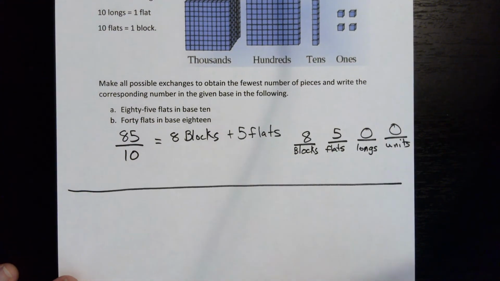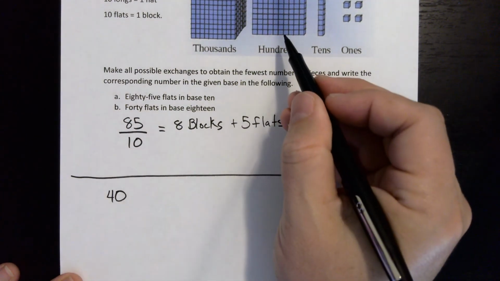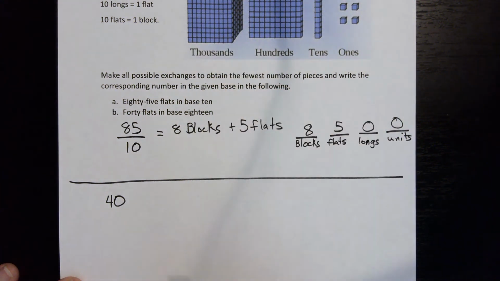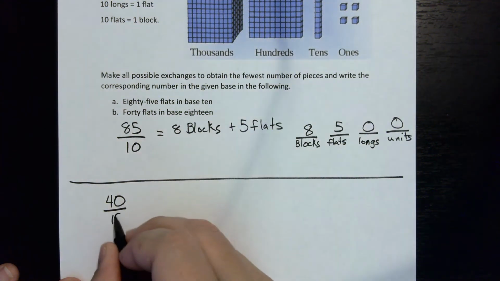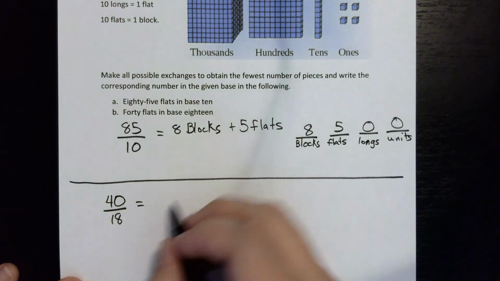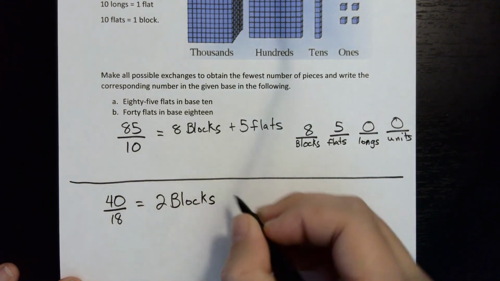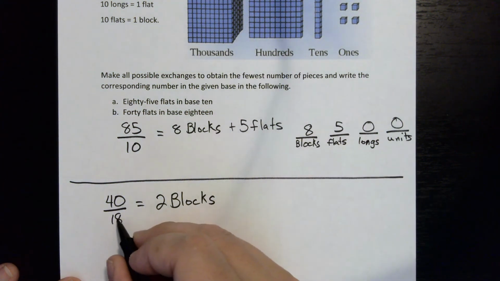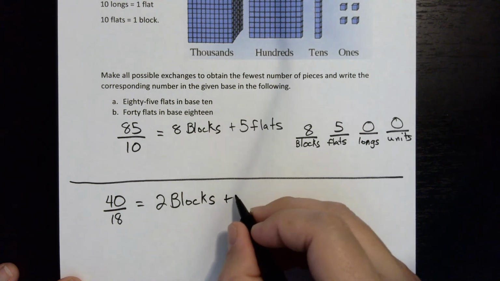So we're again trying to find the fewest number of pieces. So we take the 40 flats, and we try to convert as many of them as we can into blocks. So we know 18 flats make up a block, so we divide by 18. Okay, so 18 goes into 40 twice, so 2 blocks. It's got some left over. That's 4 left over because it's 36. This goes in there twice, so 36. So plus 4 flats.